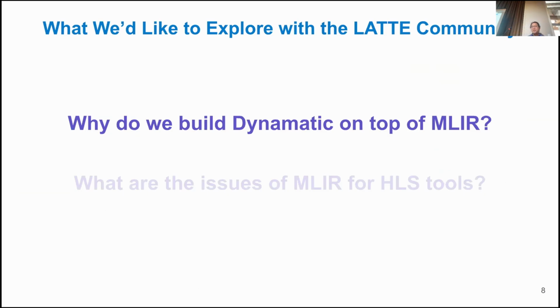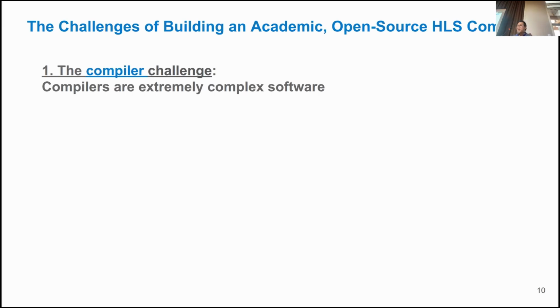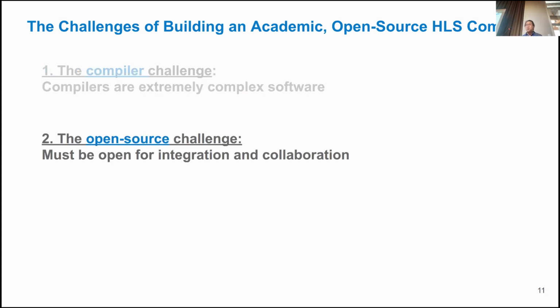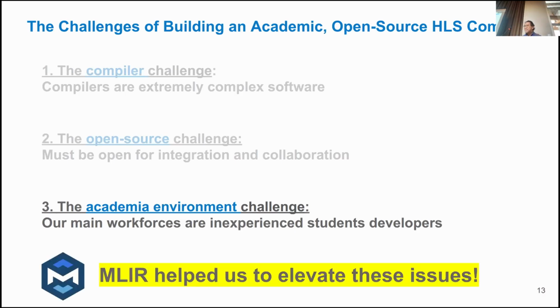First, I would like to talk about the benefits of MLIR that we see. Building Dynamatic is very challenging because it is a compiler, and I believe that the audience knows how complicated it is to build a compiler. Second, it is an open source tool, so we have to think very hard about how to integrate and collaborate with external projects. Furthermore, we live in an academic environment, which means many of us are students, and we don't know very good software engineering practices. But MLIR actually helps us alleviate all these issues.